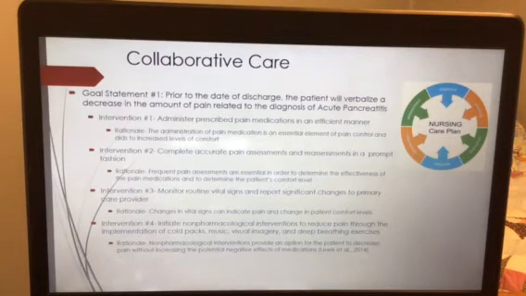Intervention number 4, initiate non-pharmacological interventions to reduce pain through the implementation of cold packs, music, visual imagery, and deep breathing exercises. Again, those non-pharmacological interventions provide an option to decrease pain without the side effects of the medications. We know that the pain medications that we use slow our systems down, slow our nervous systems down. So it causes some constipation, and it causes slowing of the respiratory rate. So we really want to limit those if we can. So providing non-pharmacological ways to control pain is essential.